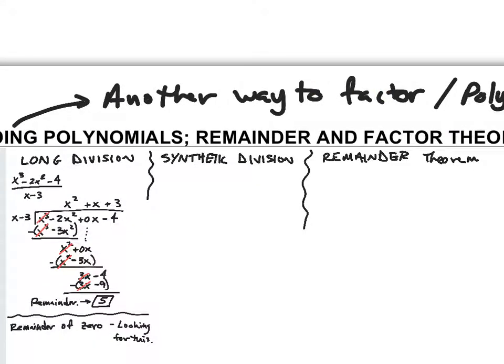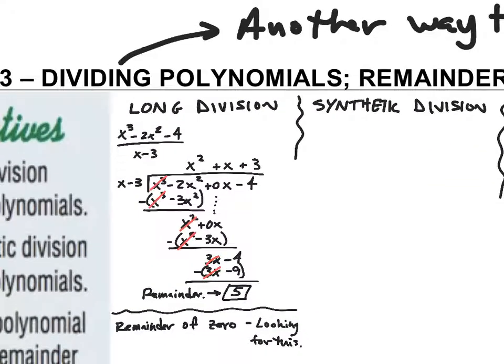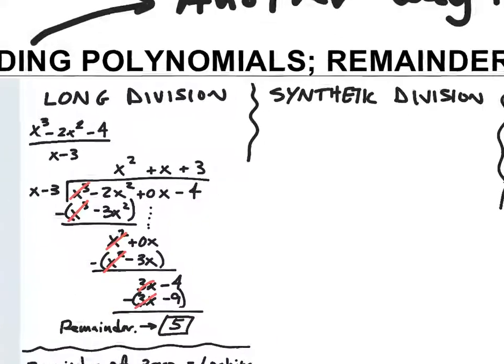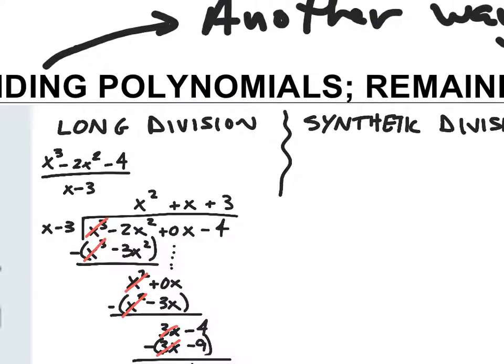Now what I want to do is the same problem, but using synthetic division. The same thing's going to apply here. I'm going to do the exact same thing, and I'm going to show you what we get as a result. We get the same thing. It's kind of an easier way of doing this, but it depends on the numbers and the polynomials that you've got.